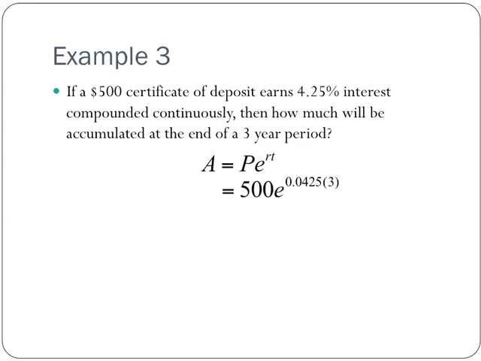Make sure when you simplify this that you do e to the 0.0425 times 3 first before you multiply by 500. This should come out to be about $567.99.